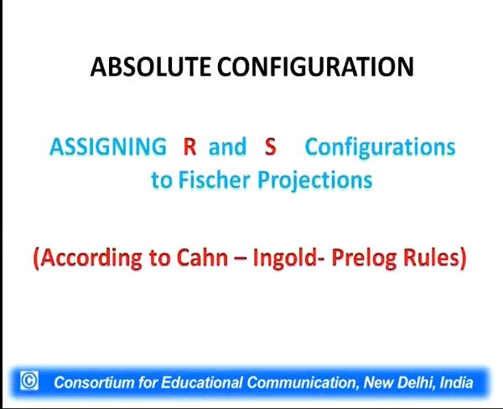So now we come to absolute configuration, and this absolute configuration was given by Cahn, Ingold and Prelog, whose rules are also known as the CIP rules. According to these rules, we can assign very correctly the configuration at each chiral carbon without any ambiguity. We can clearly specify the configuration at each chiral carbon, whether it is a carbohydrate, an amino acid, or any other chiral molecule, by designating it as R configuration or S configuration.